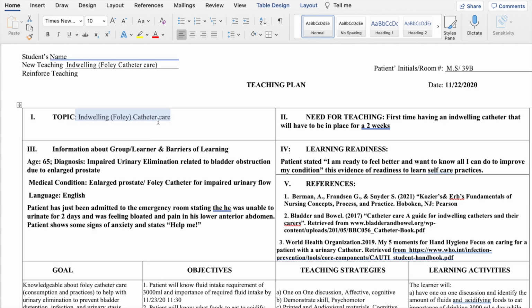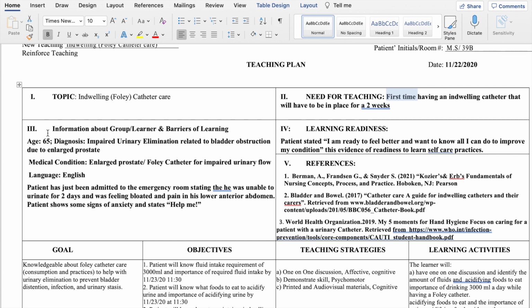So this is the first box, the topic. Then the second box, you have to put the need for teaching. So I put the first time having an indwelling catheter that will have to be in place for 2 weeks. So you have to think about the need of why they need to be taught. Usually you can just put like their first time or the patient's unfamiliar.